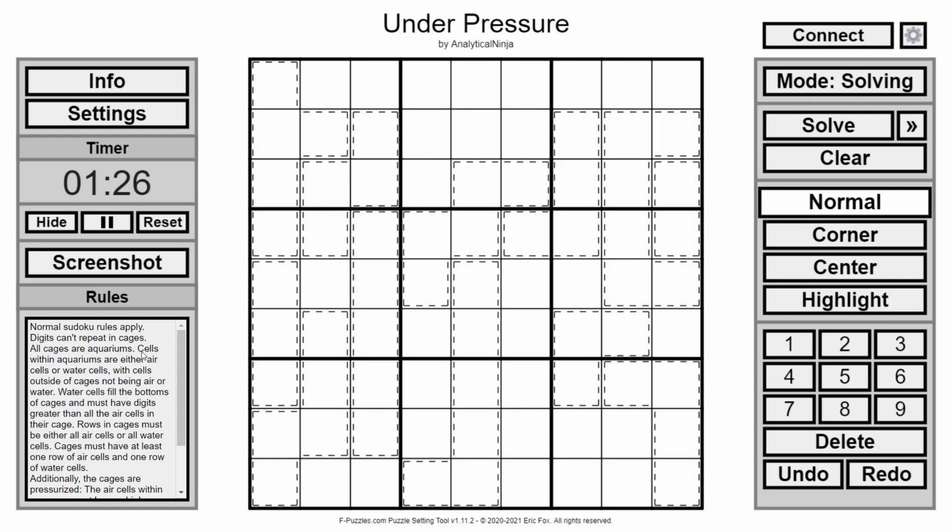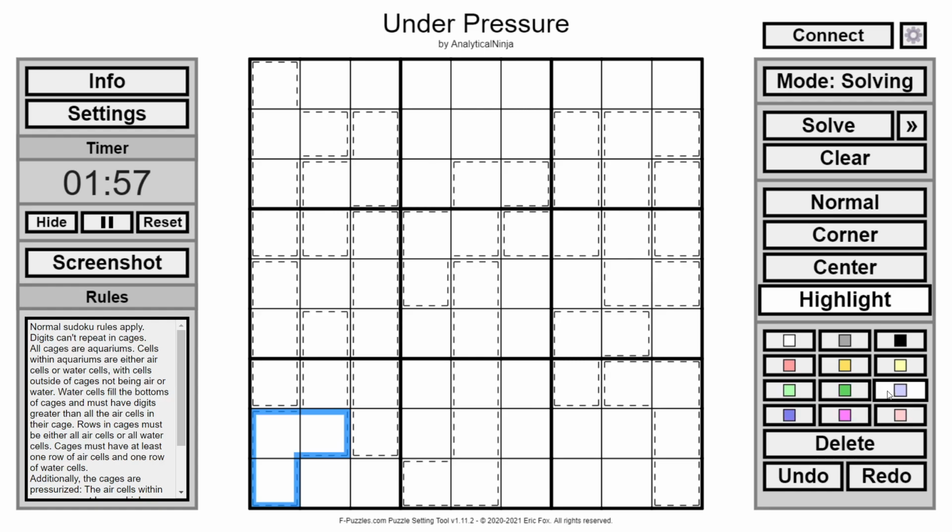All cages are aquariums. Cells within aquariums are either air cells or water cells, with cells outside of cages not being either. Okay. So inside of a cage, there's air and water. Cells fill from the bottom. Water cells fill the bottom of cages and must have digits greater than all the air cells in their cages. So some amount of these will be water, let's say this much, and some amount will be air, let's say this much, and these digits will be all greater than these two digits.